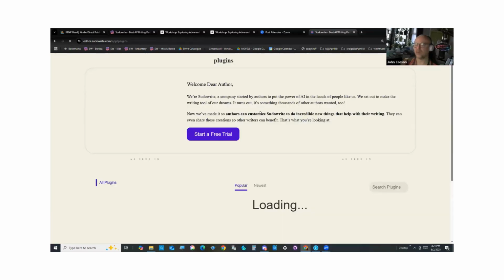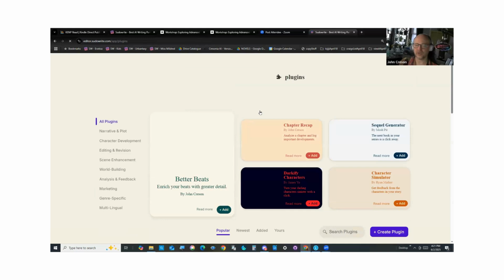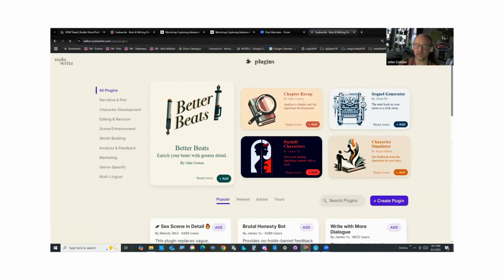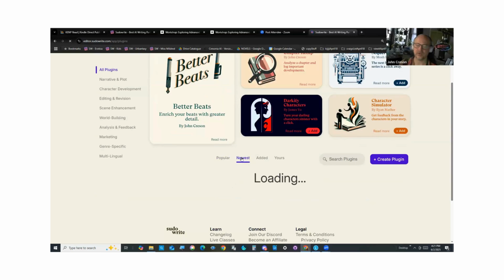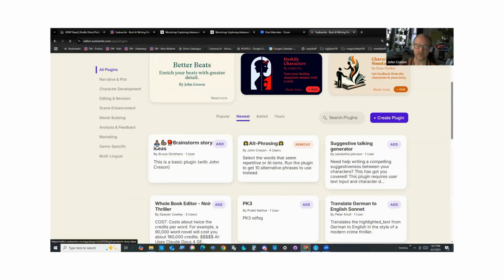And I guess what I'm trying to suggest is, what would you use a simple plugin like this for? What would you try to accomplish with it? And what could you do with it? Because brainstorm story has many different things in there.